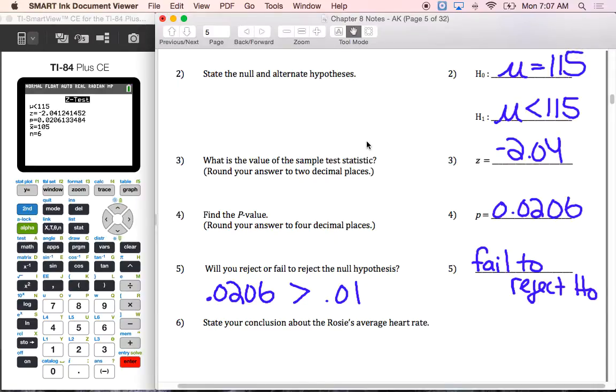So we cannot state what we're trying to find. We're saying there is not enough evidence to state that her heart rate is slowing down. We can't say that her heart rate is 115. We can't say her heart rate is slowing down. We don't have enough evidence.